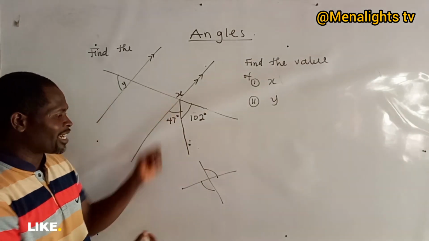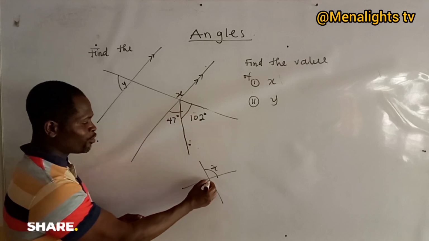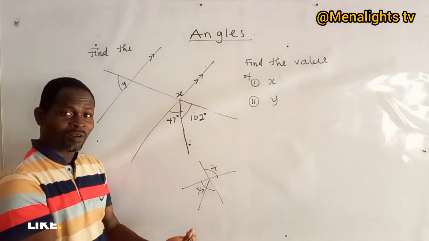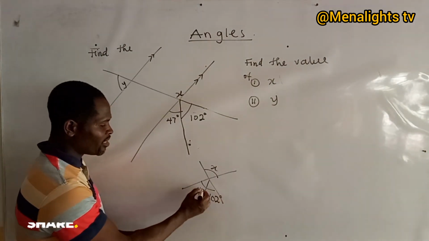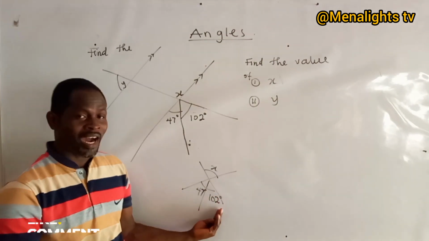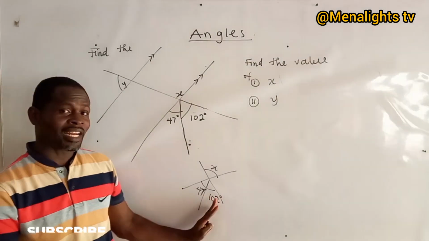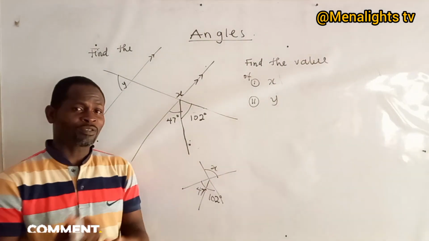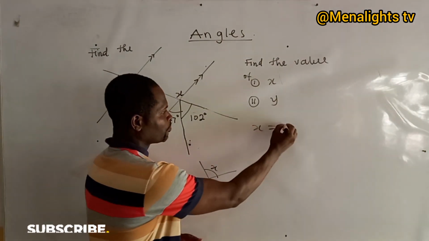Now when you look at this diagram, the x is here. And then this side, they divide into two. One side is 47 degrees and the other one is 102 degrees. One side is 47 degrees and the other one is what? 102 degrees. So 47 degrees and the 102 degrees here is vertically opposite to what? To x.